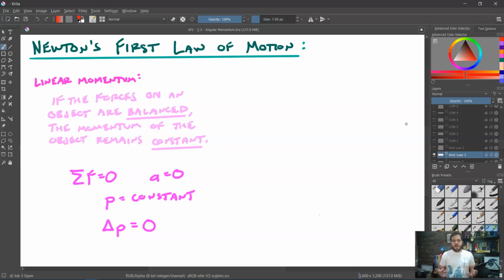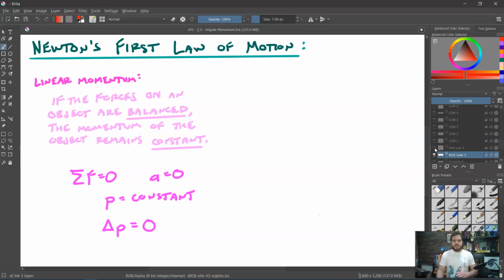So Newton's first law of motion basically just tells us that if the forces on an object are balanced, the momentum of the object remains constant because we have no net force, which means we have no acceleration, and if you have no acceleration, there's no change in velocity, so the momentum will be constant since the velocity is constant, and the change in momentum will be 0.